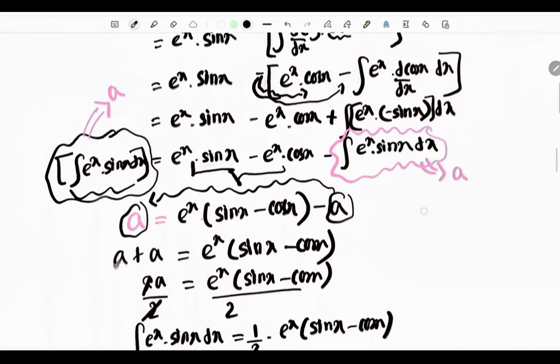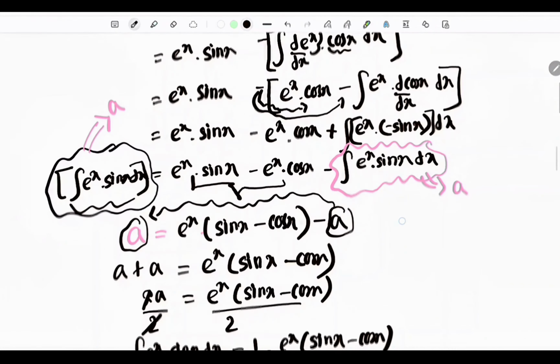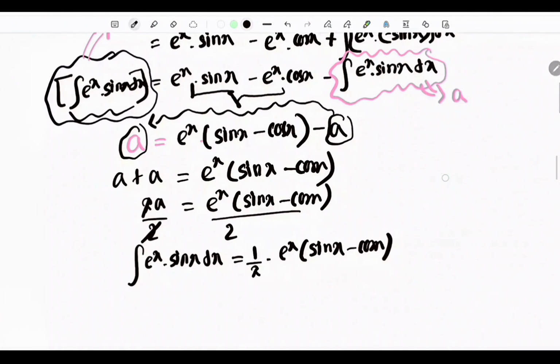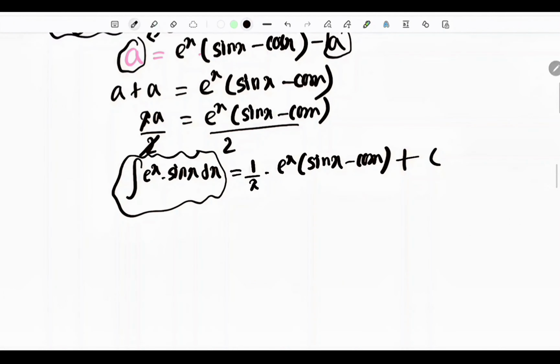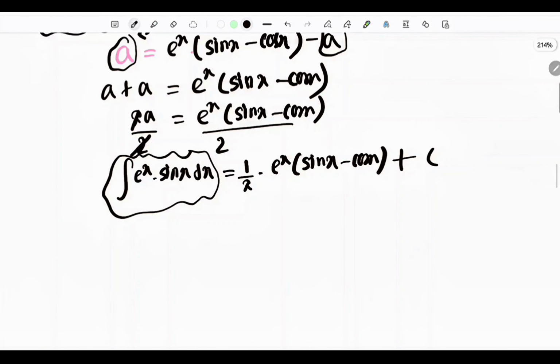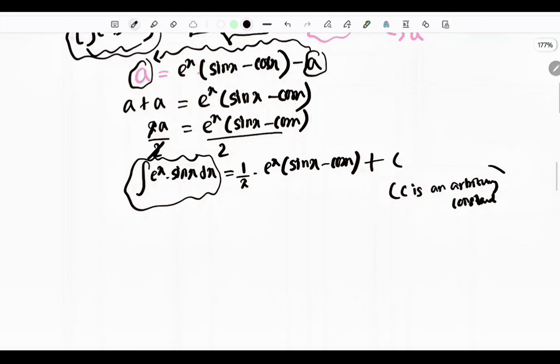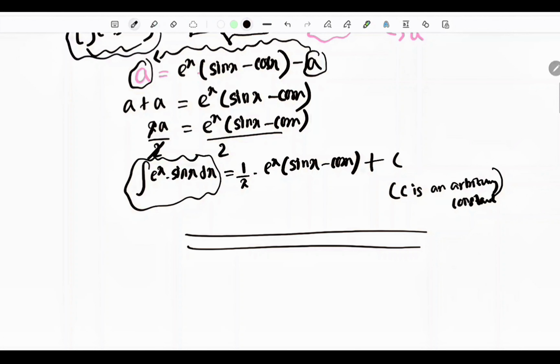Yes, we made a mistake. That is that we forgot to add a constant at the end of the answer, because this integration belongs to the indefinite integrals. At the end of all indefinite integrals, we should add a constant to the final answer, and we should define that C is an arbitrary constant. Otherwise you will not get full marks for this. That's how you can integrate.